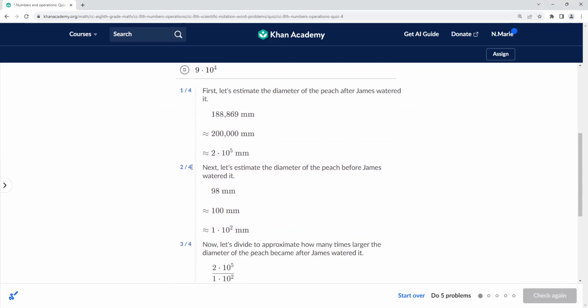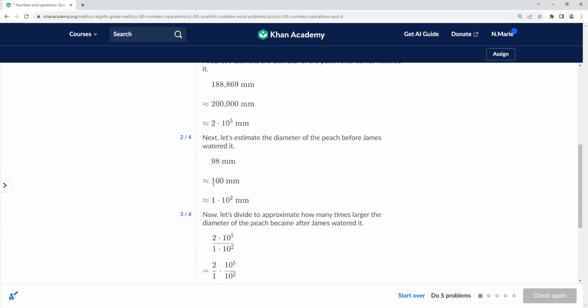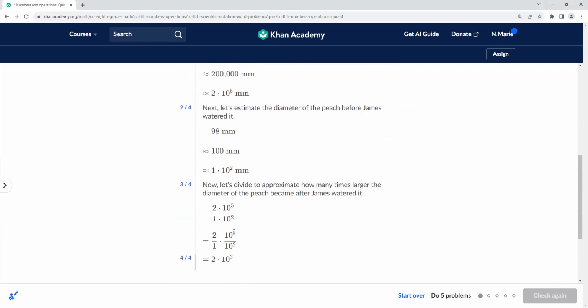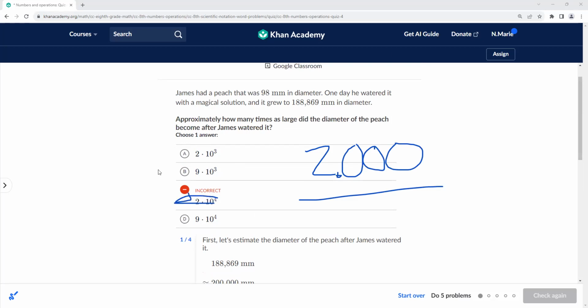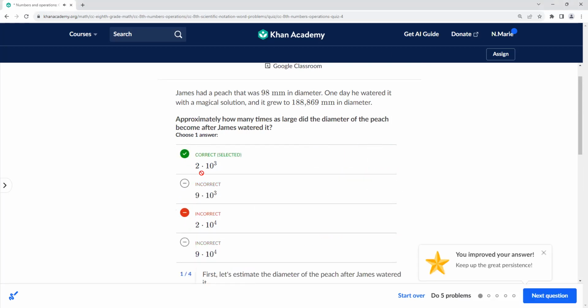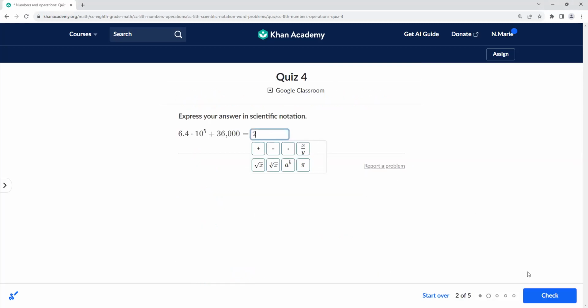Okay, they rounded that to 200,000. They rounded that to 100. And then you multiply that. So then you put it in scientific notation and you divide. And you get 10 to the 3rd. Oh wait, that sounds right. Actually, yeah, that sounds right. This would actually give me 2,000. Sorry, wrong one. 2,000 in scientific notation would be 2 times 10 to the 3rd. There we go. Okay, we've already done one like this.